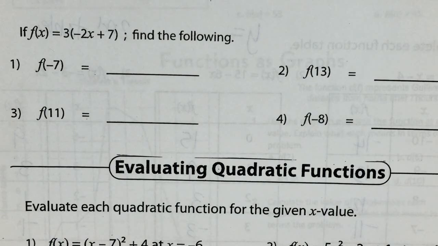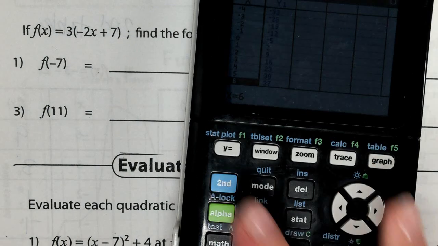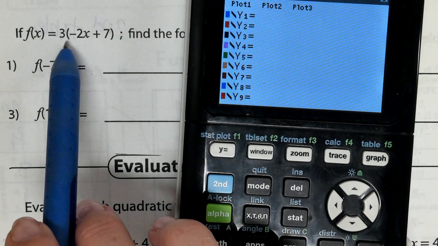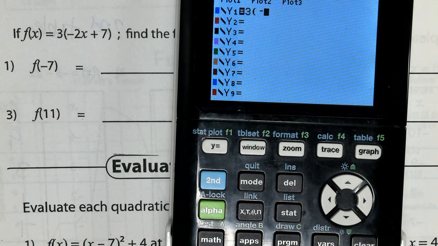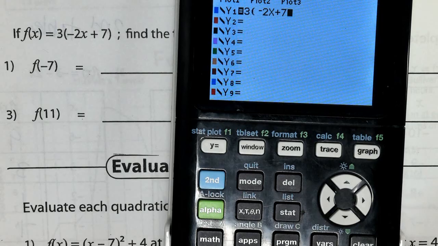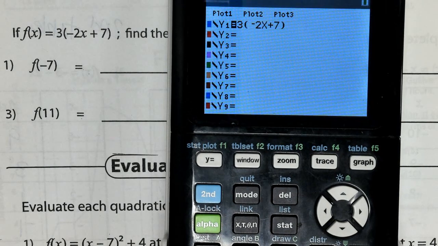It's basically filling out a table. So I would go to y equals. I would type this function in. So 3, open parentheses, negative 2x plus 7, close parentheses. Please don't forget to close them.